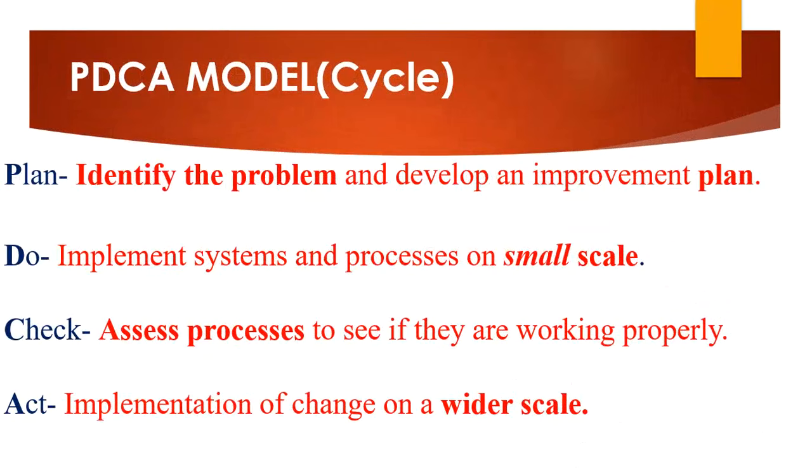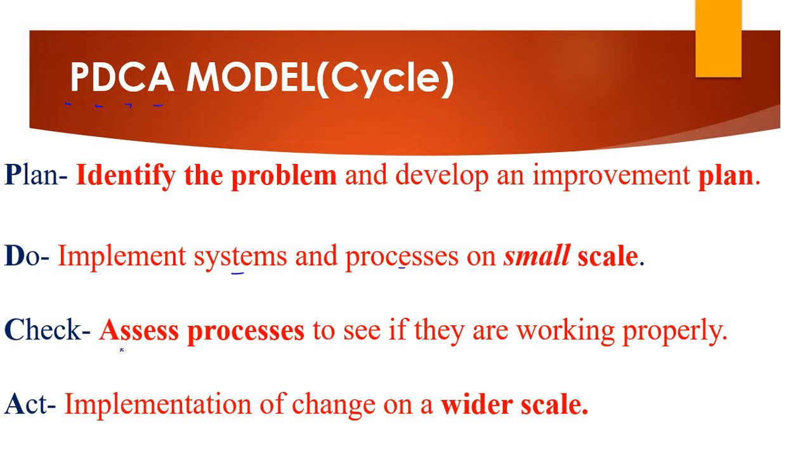Also related to quality management, we've got the PDCA model, sometimes called the PDCA cycle. The P in PDCA is for plan, the D for do, the C for check, the A for act. So let's start with the P, plan. So we identify the problem and we develop an improvement plan. Do means that now we are implementing systems and processes on a small scale. That part is important. We'll come back to that.